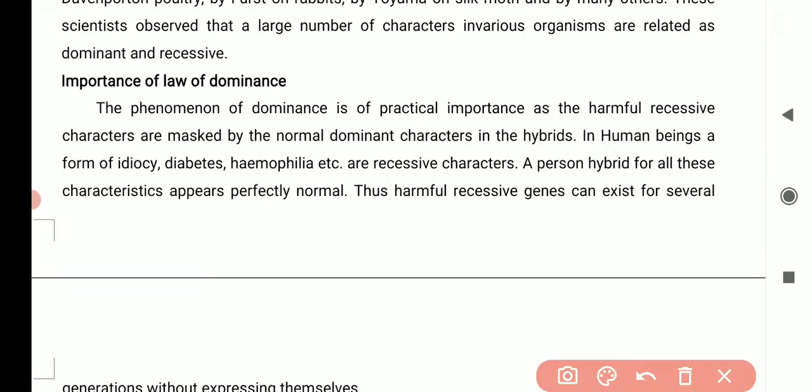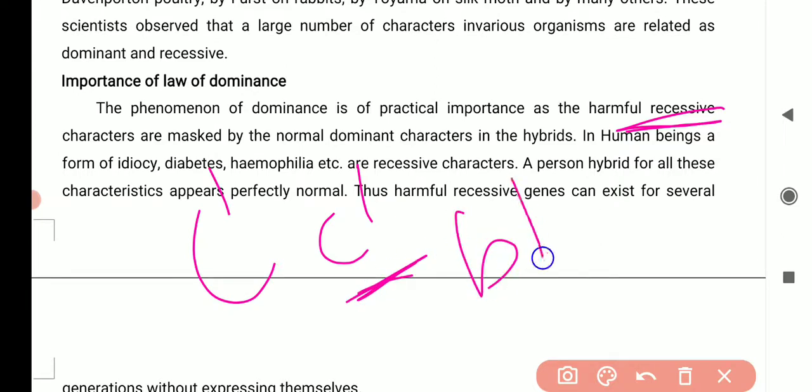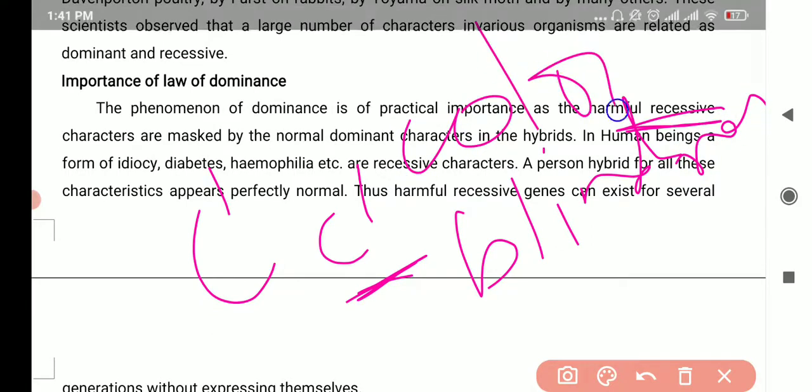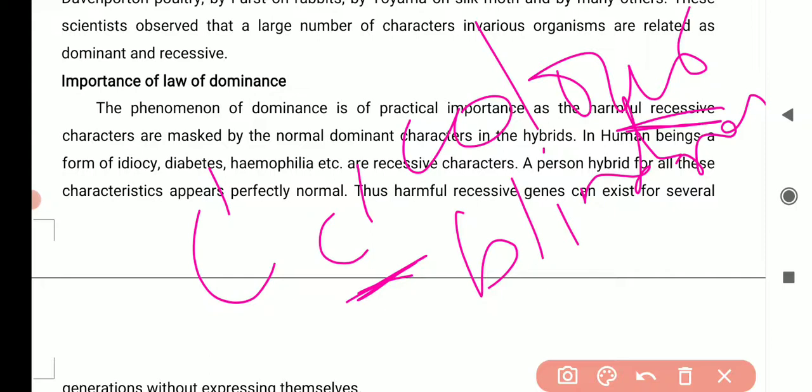What is important about finding this law is because there are some harmful and dangerous characters that are masked by the dominant one. Let's say this recessive gene, C prime and C, gives the person color blindness, not full blindness, but color blindness. So wouldn't we all want to see color? Come on, it's so beautiful, the flowers, the sky.